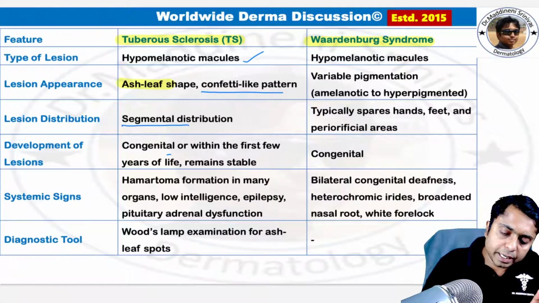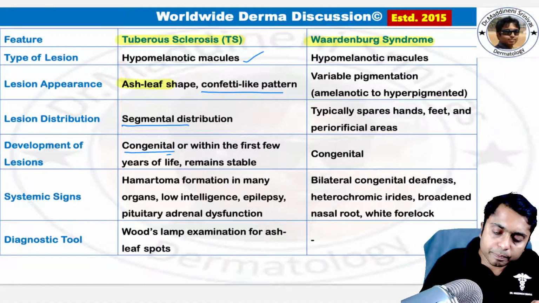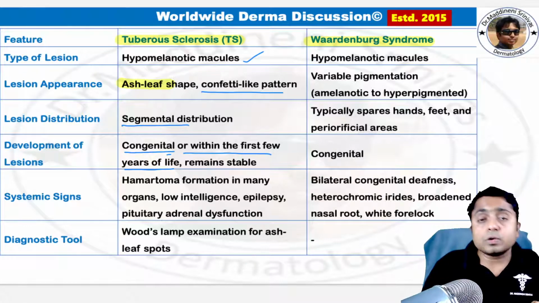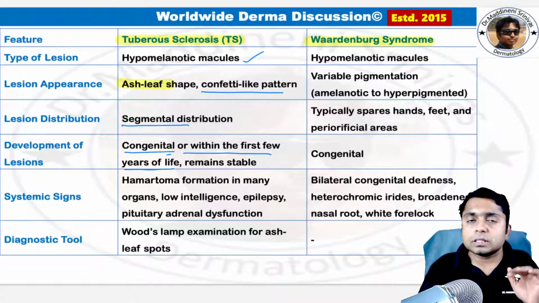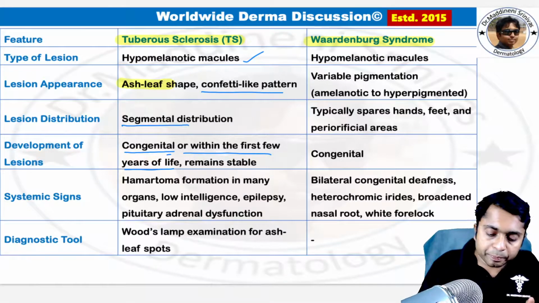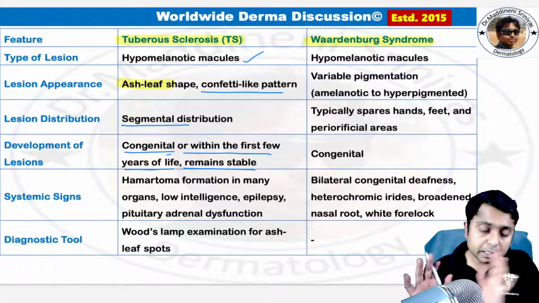Congenital development is usually seen, and within the first few years this is most likely to manifest. If not present since birth, at least in the first few years the lesions develop, and the lesions are going to remain stable.